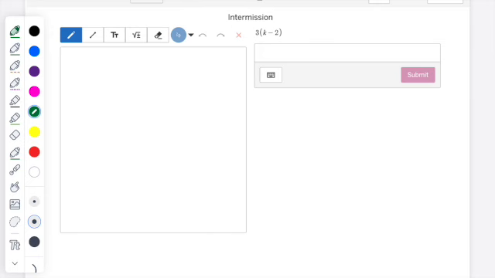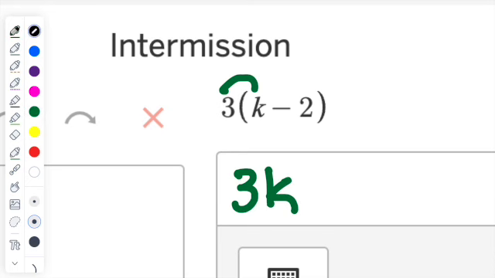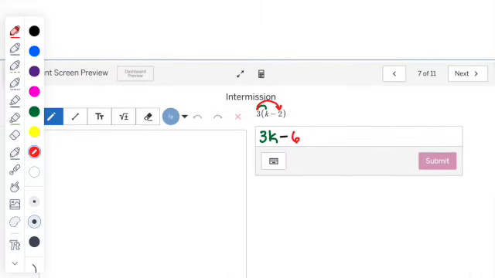I'm hoping that you were able to distribute it. Let's take a look. It's not super easy to see, but 3 times K is 3K. And this time we've got subtraction. So I'm just going to move my subtraction symbol down there. And then we do 3 times 2. 3 times 2 is 6. So my answer would be 3K minus 6. Go ahead and move to your next slide.